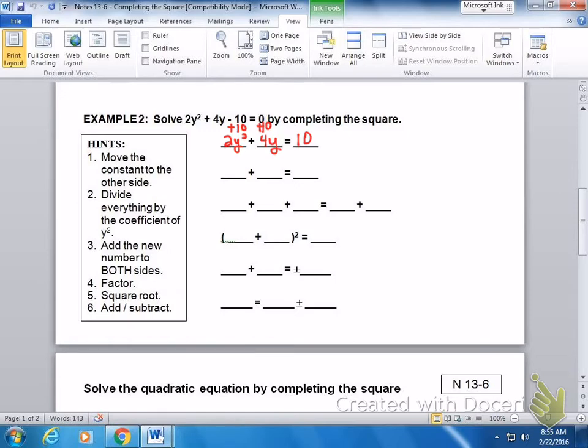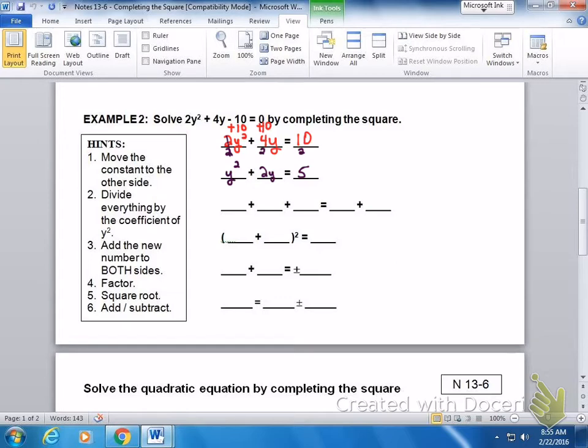The next thing I need to do is sort of like our swing method. I need to divide everything by a. So I'm going to divide every one of these pieces by 2. 2y squared over 2 leaves me y squared. 4y over 2 leaves me 2y. And 10 divided by 2 is 5. Now, if a is 1, which it will be a lot of times, you don't have to do that step, but you always have to check.